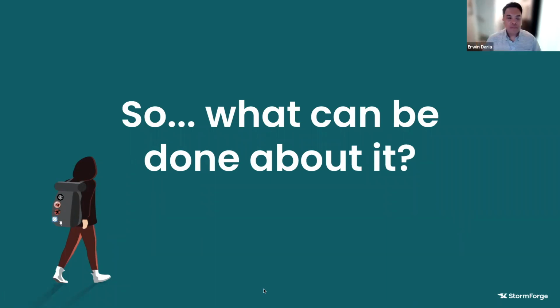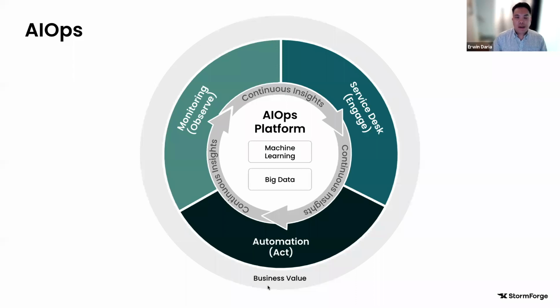So the first one up, and I'm using this as a straw man for machine learning, is something we talk about as this global category, AIOps.